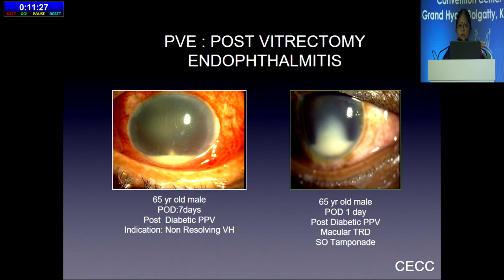One of them has a silicone oil tamponade, and you see two entirely different clinical presentations in the first post-operative week. One has a post-vitrectomy endophthalmitis, and the other has a posterior segment fibrin syndrome, or the post-vitrectomy TAS syndrome.